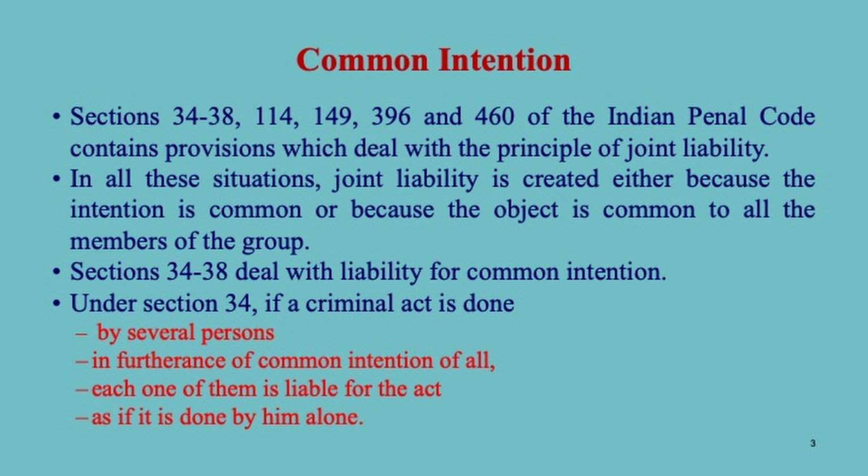The Indian Penal Code contains provisions which help in defining the criminal liability of individual members following or forming such groups. These provisions are contained under sections 34 to 38, section 114, section 149, section 396 and section 460. In all these situations, joint liability is created either because the intention is common or the object is common to all the persons forming that group. Sections 34 to 38 deal with common intention.